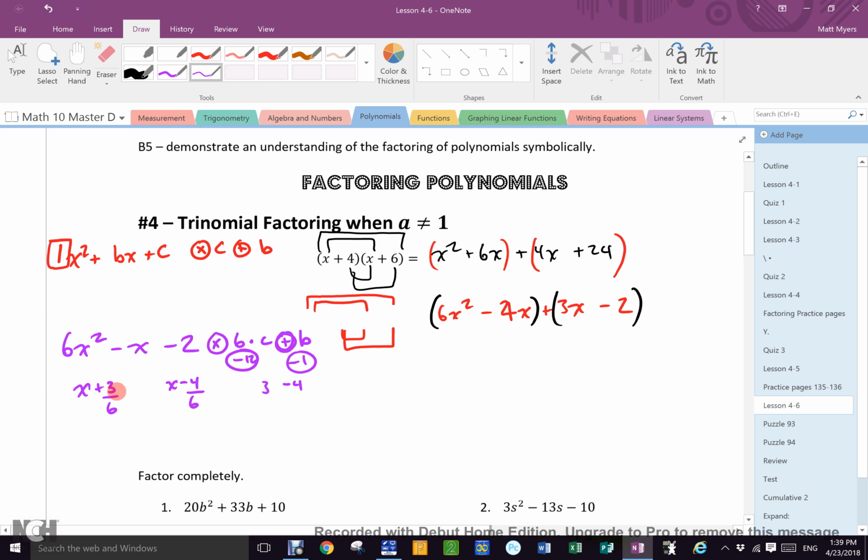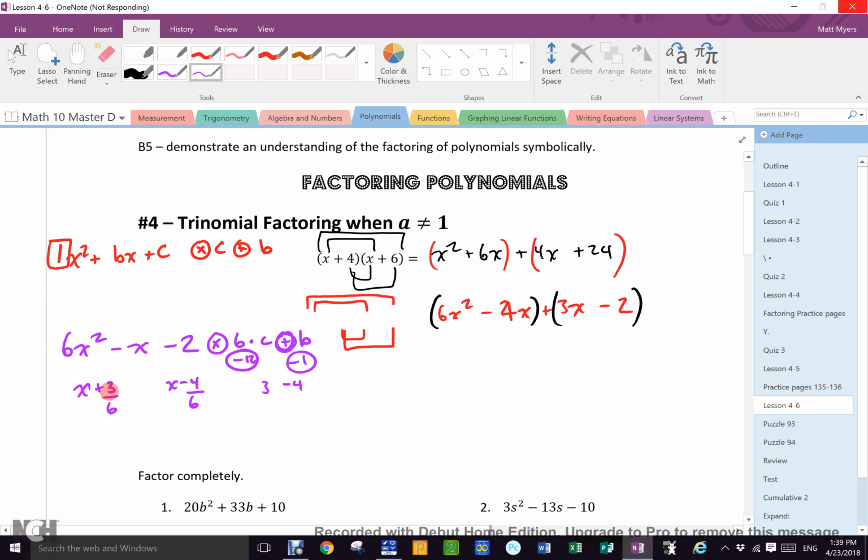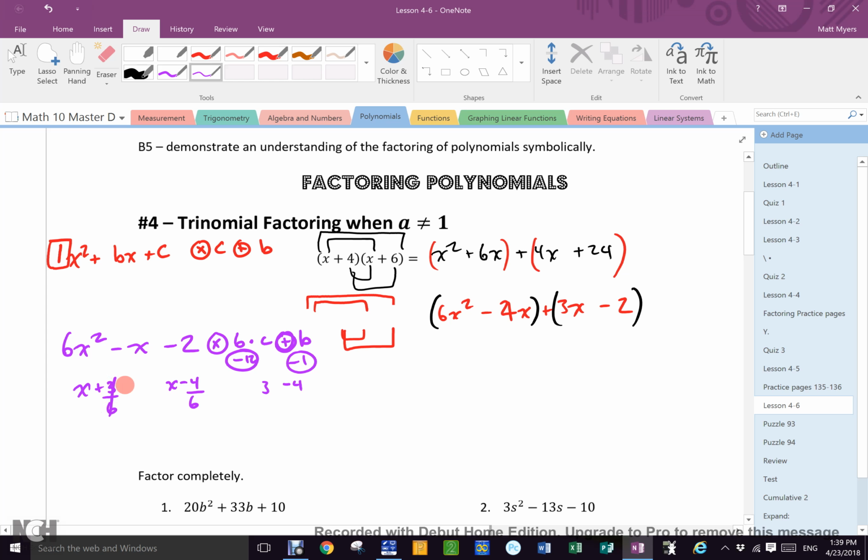Now, would you ever leave that fraction? What would you turn that into? 1/2. Agreed? Would you ever leave that fraction? What would you turn it into? 2/3. Is everybody cool? So now I have x plus 1/2 and I have x minus 2/3. Right? Everyone agree? Okay.